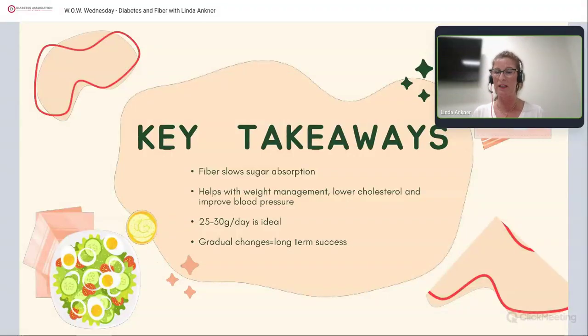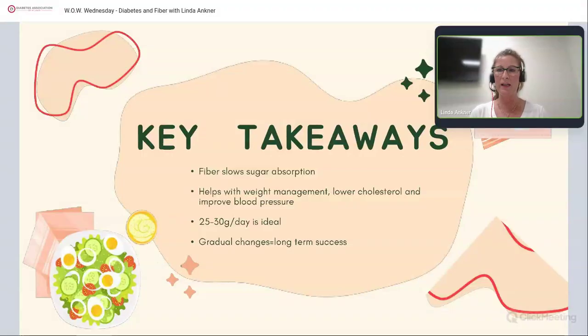And when your stomach is full, then we feel full and we don't feel hungry and we may not eat quite as much. It can help to lower cholesterol. Fiber helps to move sugar and cholesterol through the bloodstream so it doesn't get stuck, and can also help to improve blood pressure in the same way it helps to improve your cholesterol.